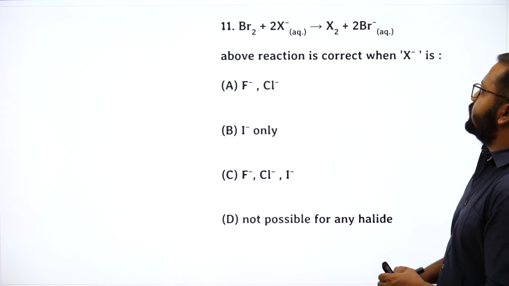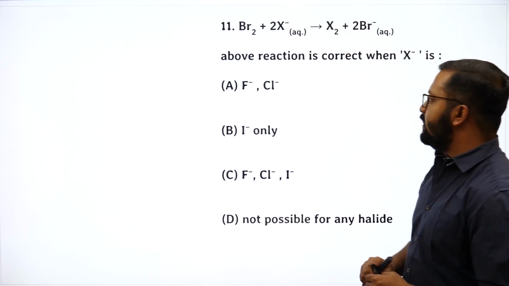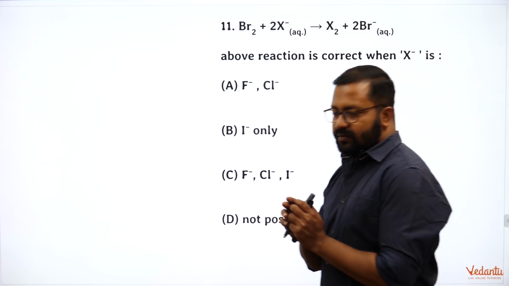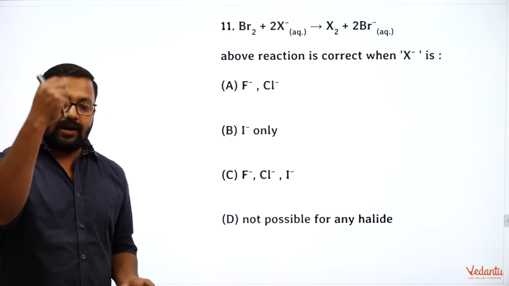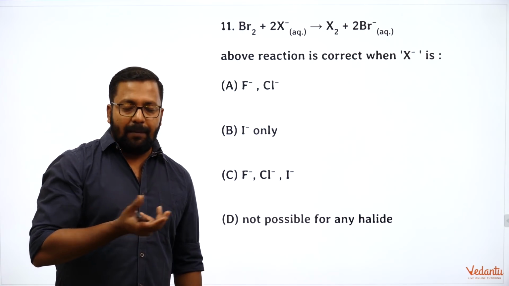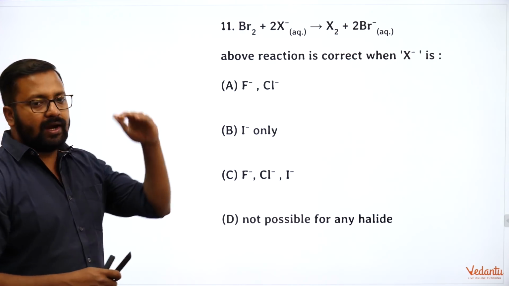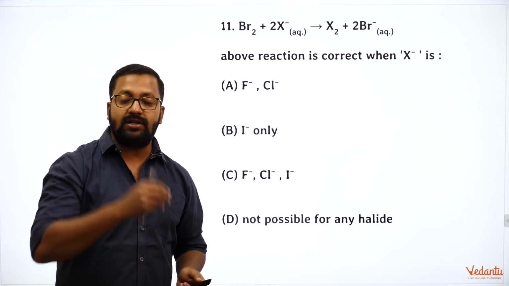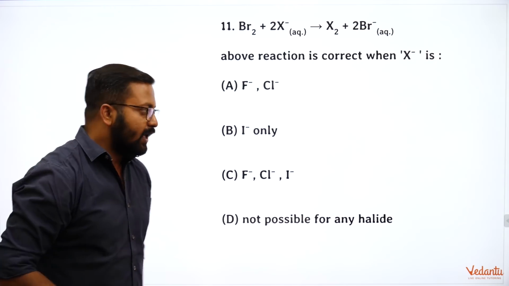Br2 + 2X- gives X2 + 2Br-. The above reaction is correct when X- is what? Now this is a question which takes a bit of electrochemistry into consideration. In an electrochemical series, you must have observed that fluorine appears at the bottom of it and lithium appears at the top of it. If you're looking at the relative tendency to undergo oxidation, then lithium will be at the top and fluorine will be at the bottom.